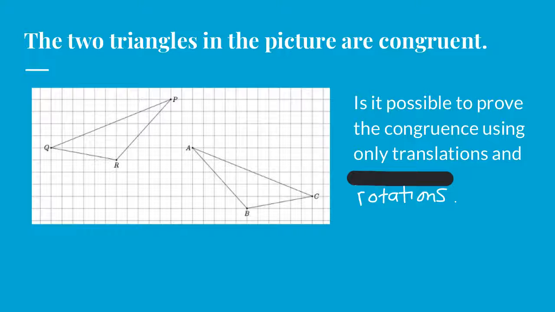Let's use the same picture of these two congruent triangles. I'm wondering, is it possible to prove the congruence using only translations and rotations? I want you to think through your options. I want you to play with it a bit, make a hypothesis, and decide, is it possible or not? When you have formulated your answer, I want you to come back and see what I thought.